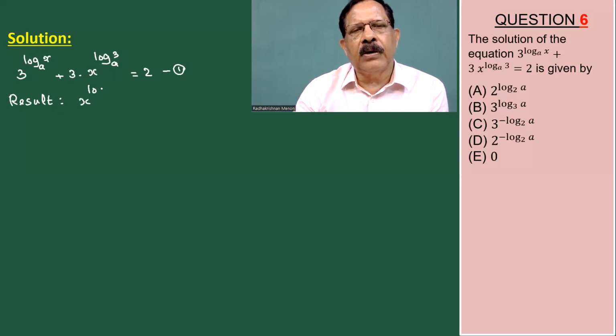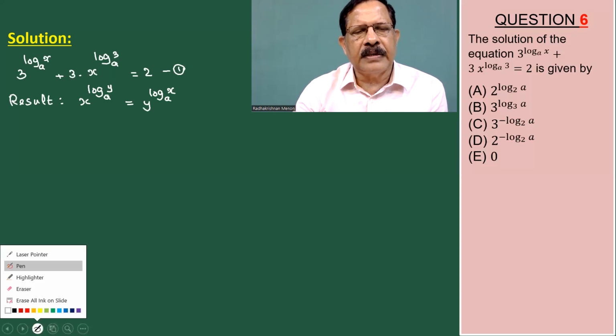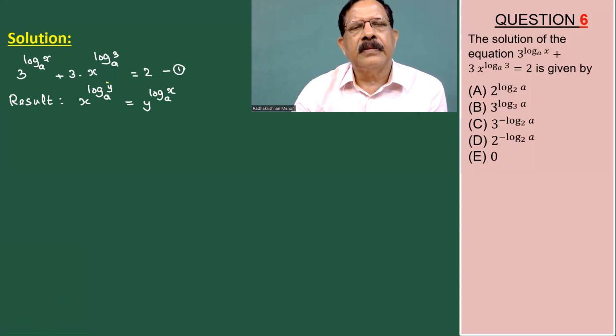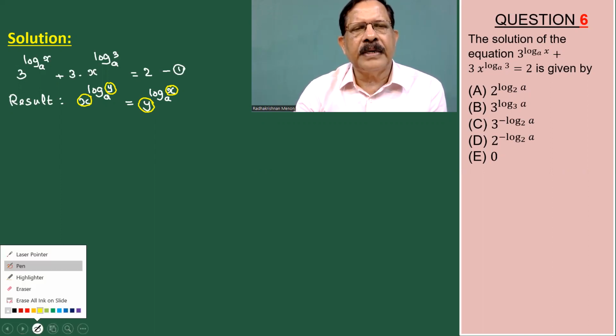x to the power log y to the base a is the same as y to the power log x to the base a; we can interchange x and y. So I will mark here: this x, this y, this x. If you interchange it, y will come in the place of x, and x will come in the place of y. We are using that property.